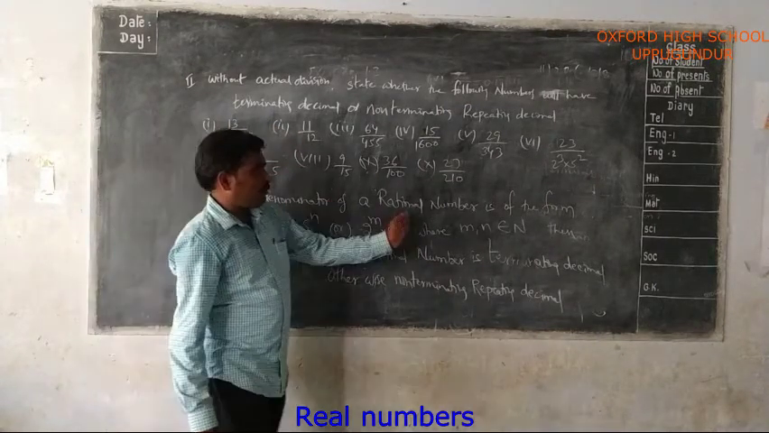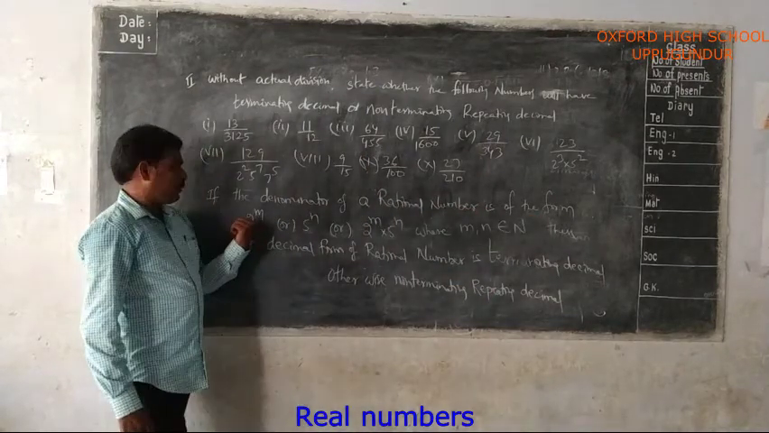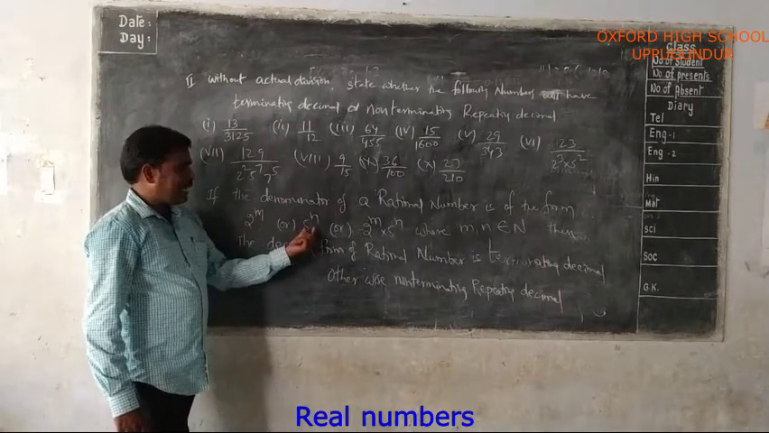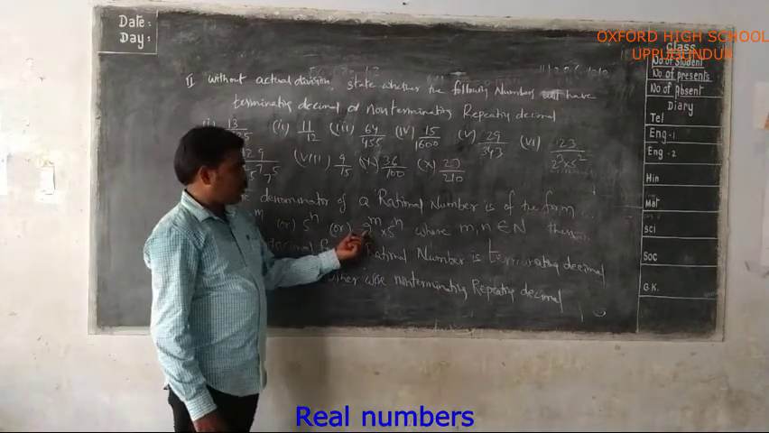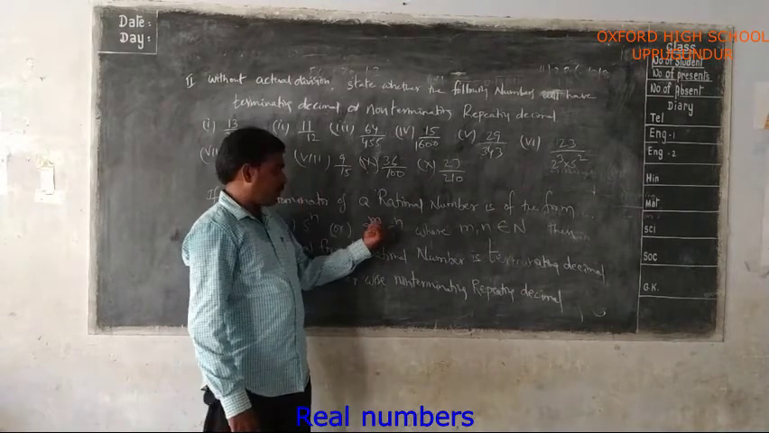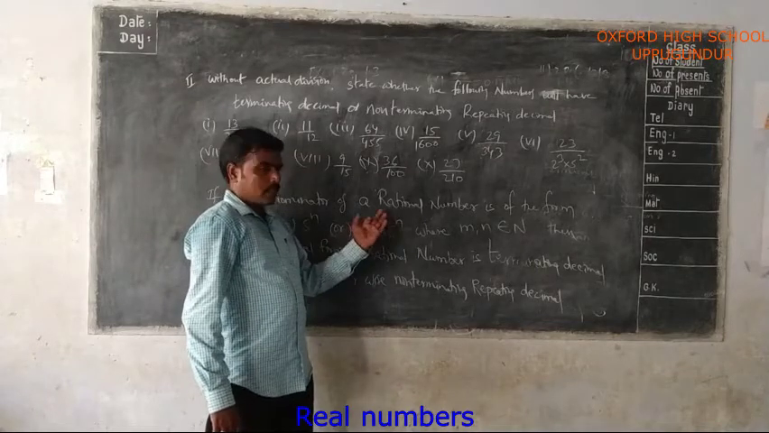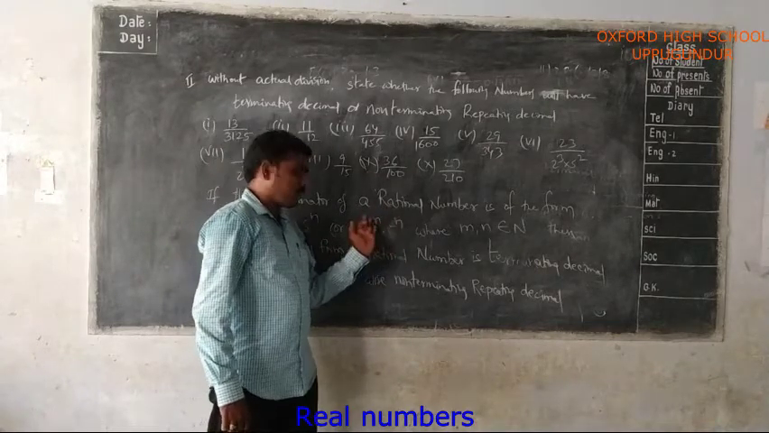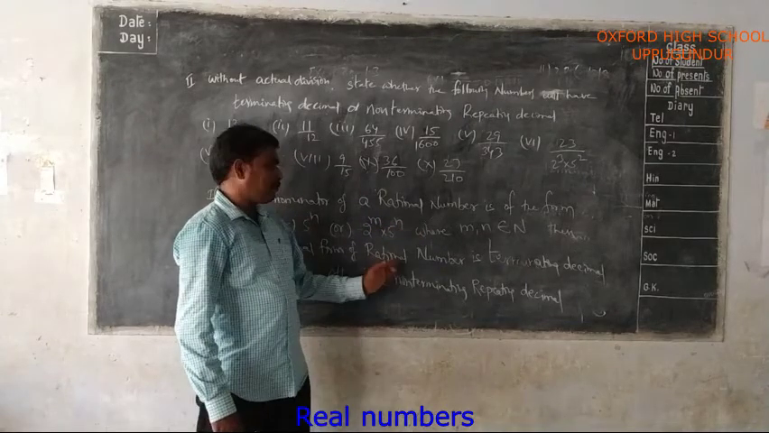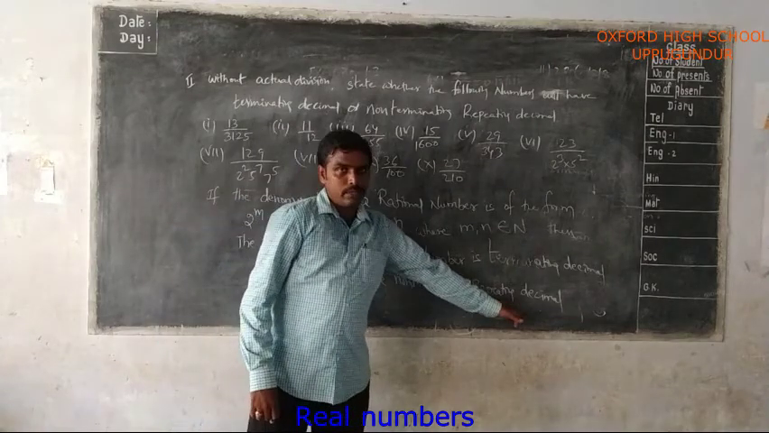If the denominator of a rational number is of the form 2 power m, that means the denominator of any rational number is in the form of 2 powers or 5 powers or a product of 2 powers and 5 powers. Here, why we are taking different powers for both 2 and 5 is, whether they have the same powers or different powers, the rational number will be a terminating decimal. Otherwise, it is said to be a non-terminating repeating decimal.